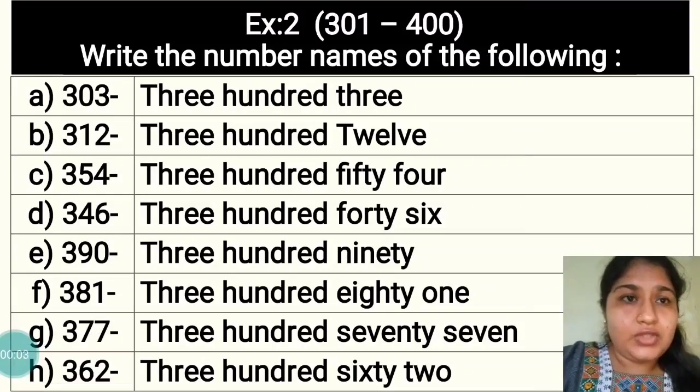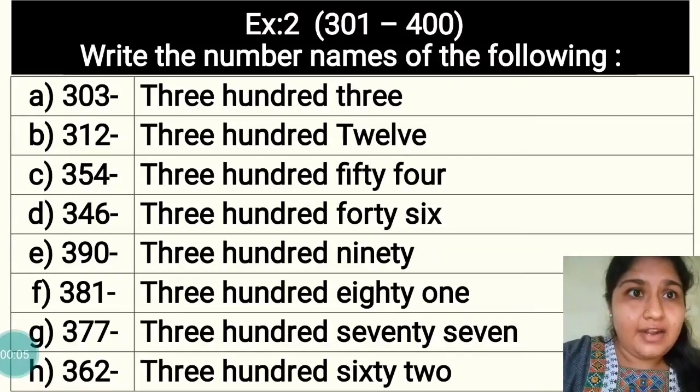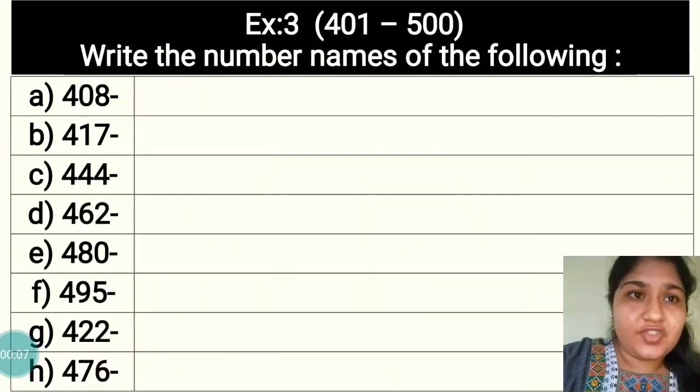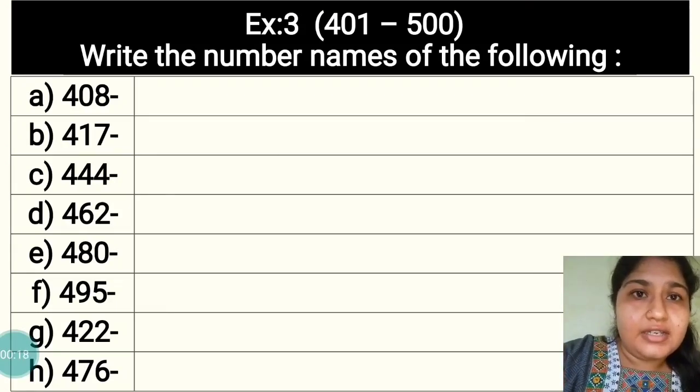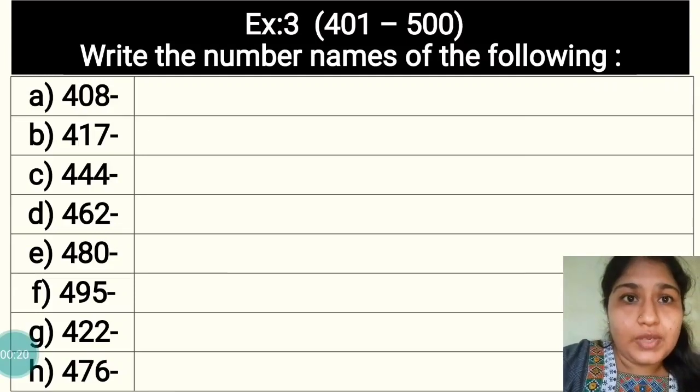Students, now take out a new page and start writing exercise 3. In this exercise also, we have to write down the number names. Different figures are given between 401 to 500. First one is 408. Then 417.